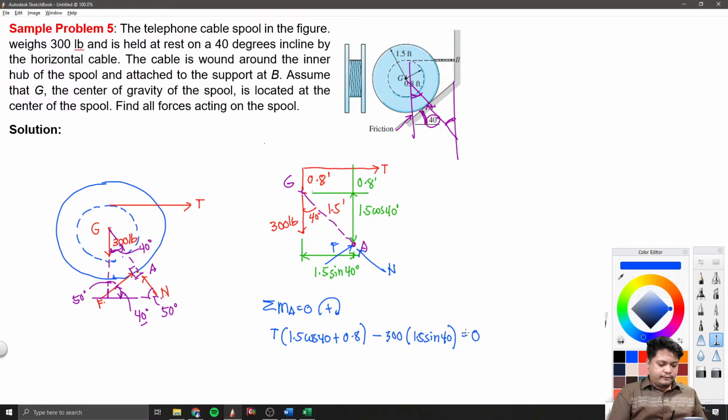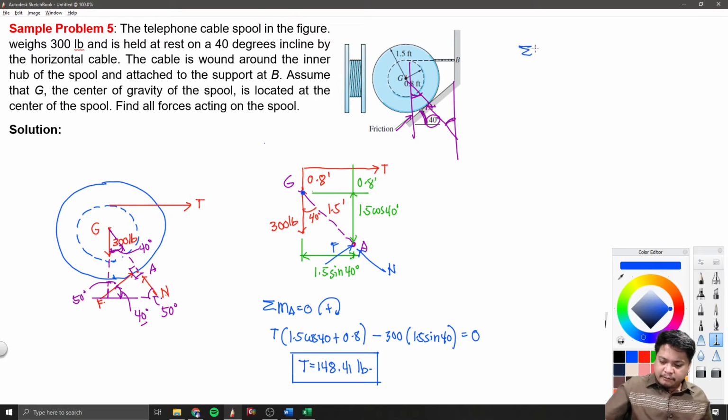Okay? So, let's solve. 300 multiplied by 1.5 sine of 40 divided by 1.5 cosine of 40 plus 0.8. Or that's around 100 and T is equals to 148.41 pounds. So, this is now the answer for this tension. Okay? How about the friction and the normal? Okay? Mas madali yata kung magmo-moment naman ako at G.